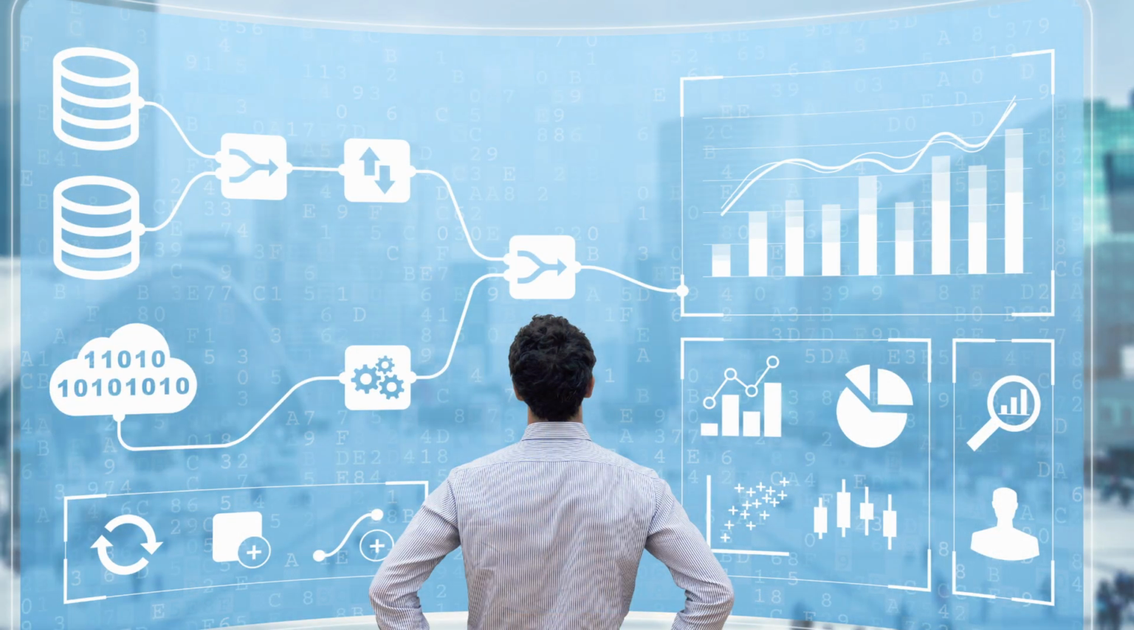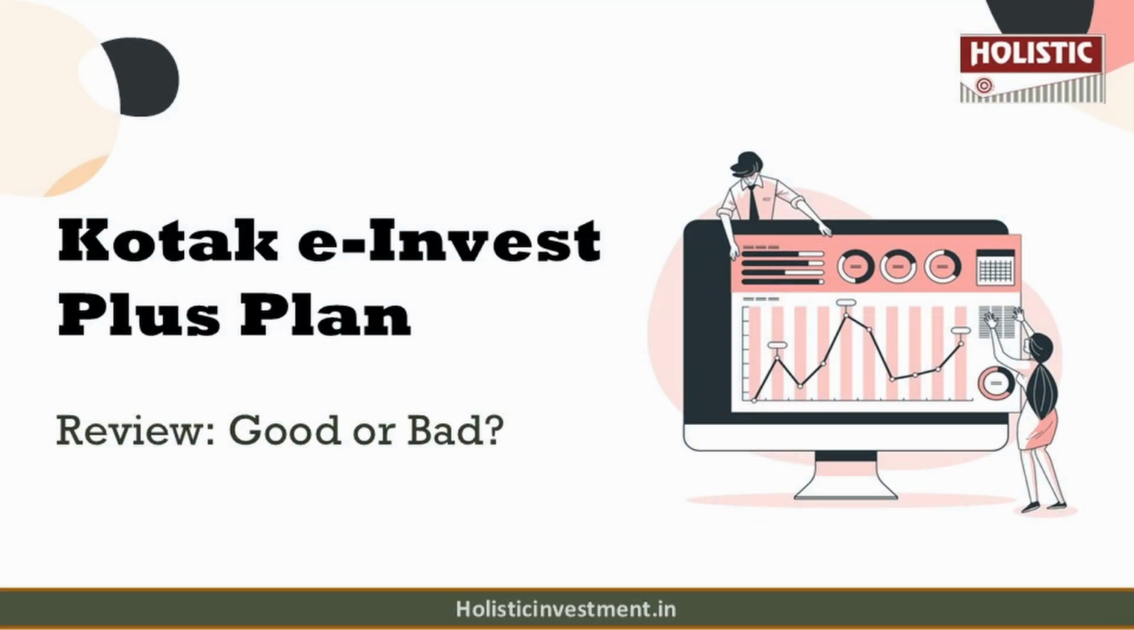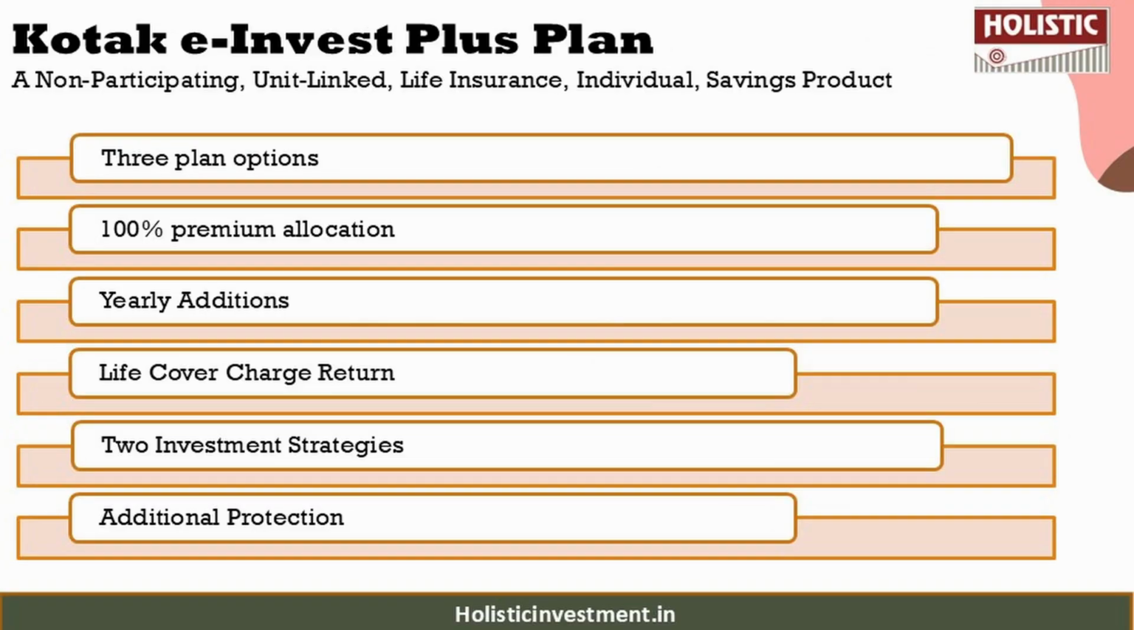So before analyzing this policy, let us first understand a few basic details about it. This is a non-participating unit-linked life insurance individual savings product. Some of the key features of the policy are there are 3 plan options, each designed to cater to different financial goals of yours, and there is 100% premium allocation.